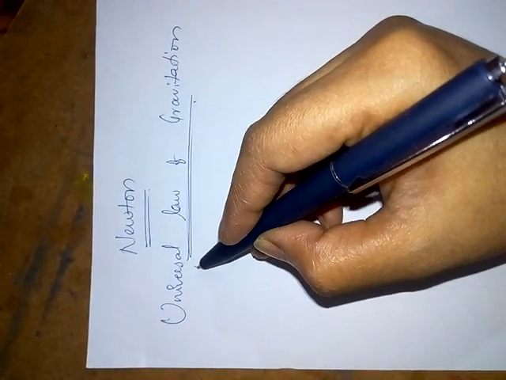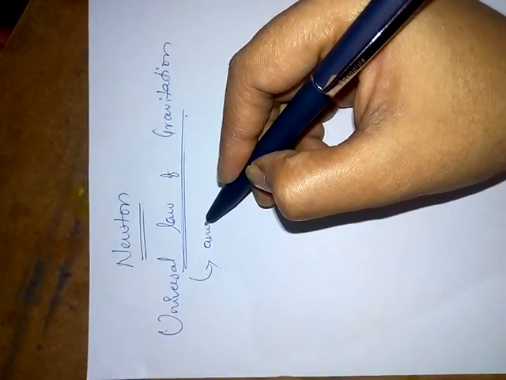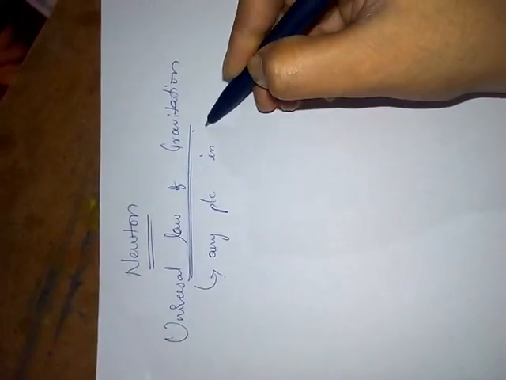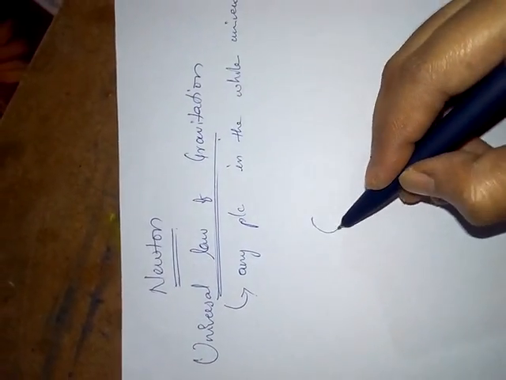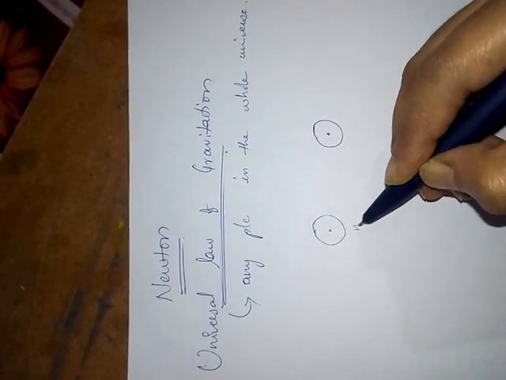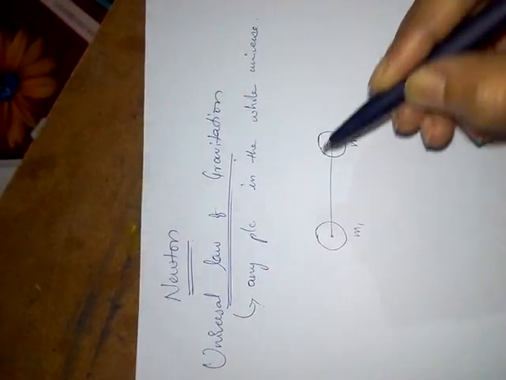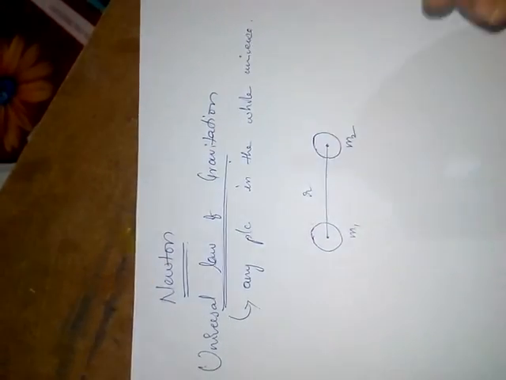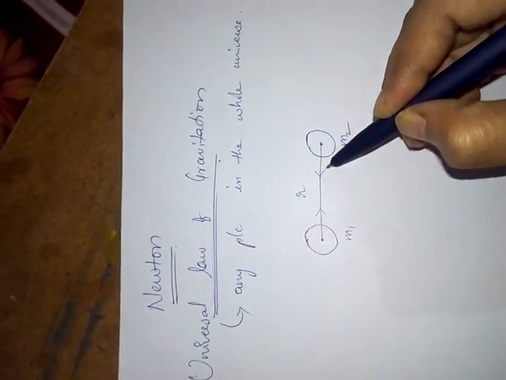Now, what do you mean by universal? Universal refers to any place in the whole universe. That means this law is applicable anywhere in the universe. Now, let us study this in detail. Let us consider two masses, m1 and m2, separated by a distance r from the center of one mass to the center of the other mass.